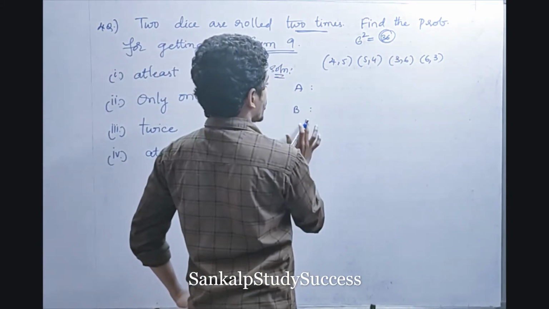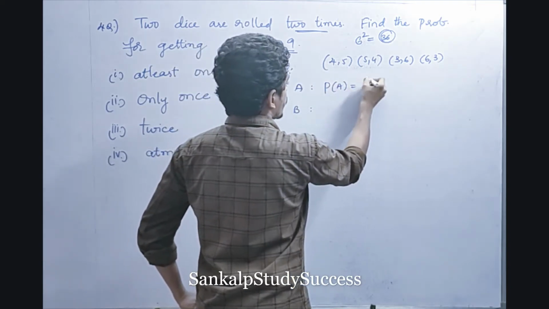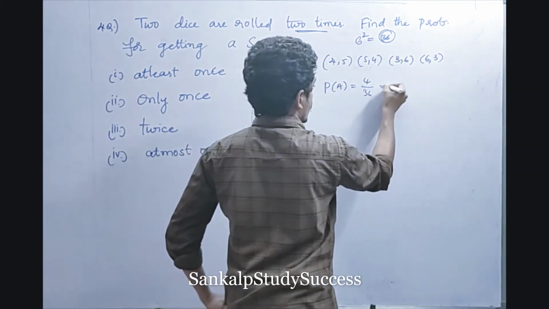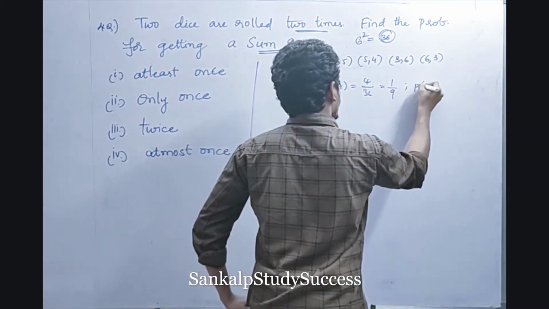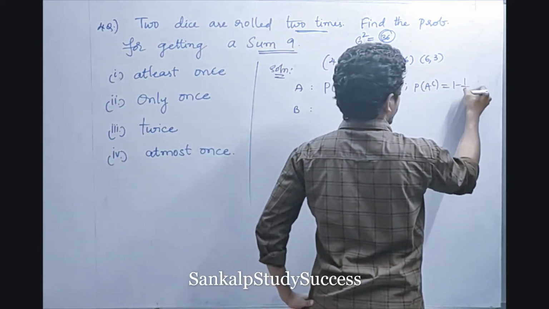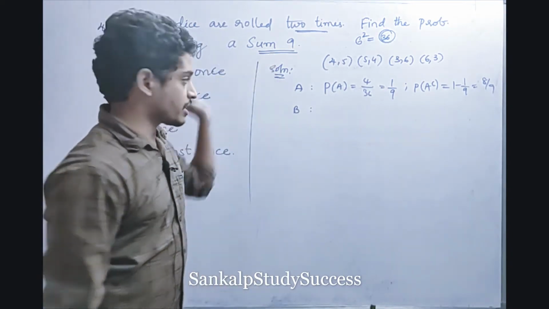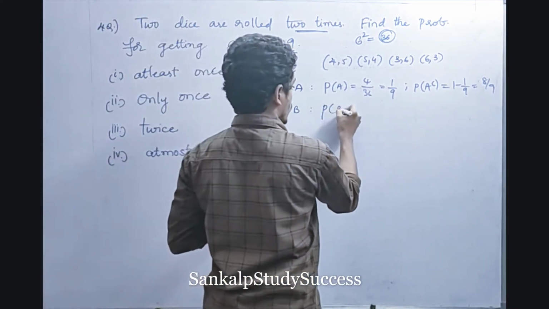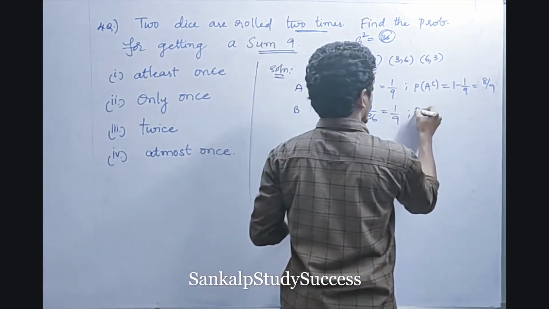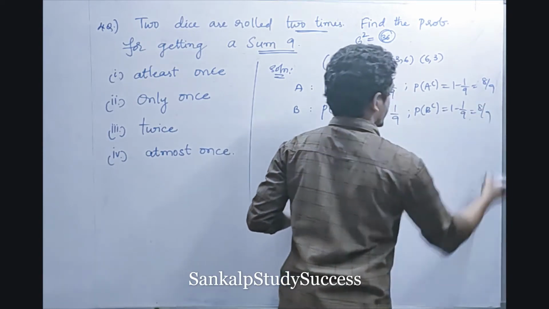So what is the probability in the first event when 9 comes? P of A is nothing but 4 by 36, 4 favorable outcomes out of 36. So 1 by 9. Then what is P of A complement? 1 minus 1 by 9, right? That is nothing but 8 by 9. In the second event also 9 should come, so P of B is again 4 by 36, that is nothing but 1 by 9, and P of B complement is equal to 1 minus 1 by 9, that is nothing but 8 by 9.